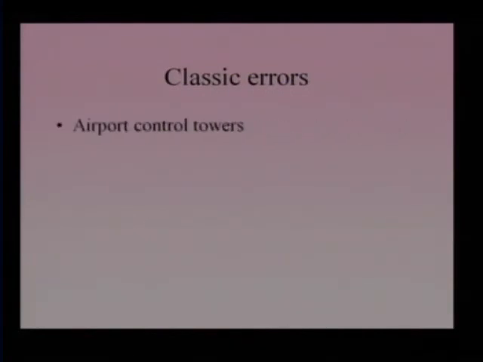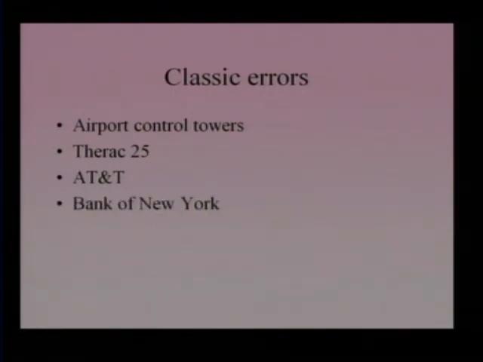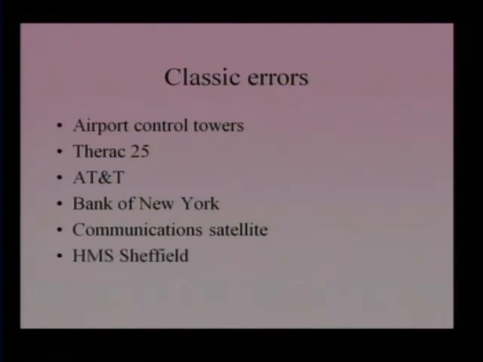Some of the classic errors: the airport control towers, this is in some other material that goes along with this; the Therac-25, which was a radiation machine that actually killed a couple of people. AT&T had an outage on the East Coast because of a programming error. The Bank of New York lost like $5 million in a day because of a computer error. A communications satellite was blown up because of a programming error. Again, this is material that's in other things.